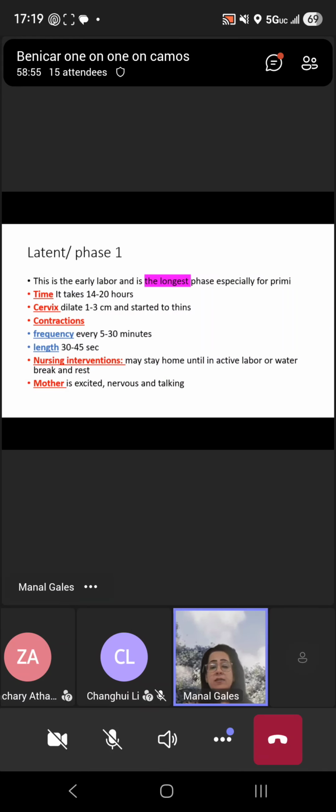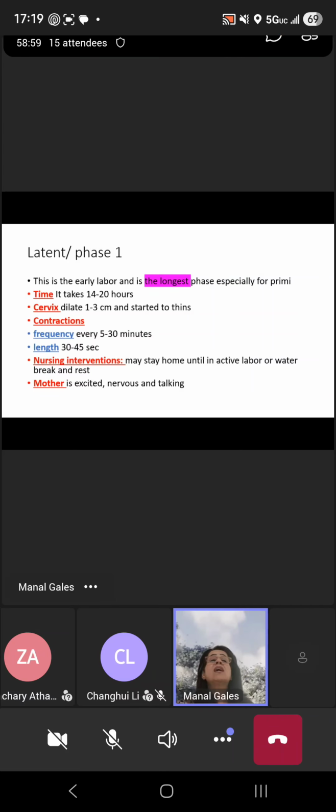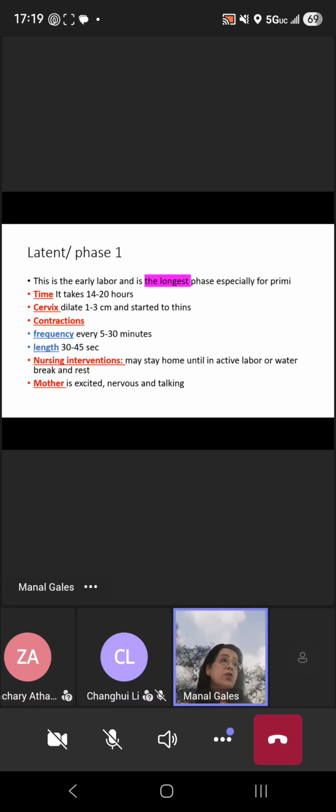Phase 1 is the longest, especially in primary. She might take up to the whole day to have her cervix at 3 centimeters. Contractions will be every 5 minutes or every 30 minutes, it depends. The length of the contraction is not long, from 30 seconds to 45 seconds, not even 1 minute. So in the first phase of stage 1, this is the description.